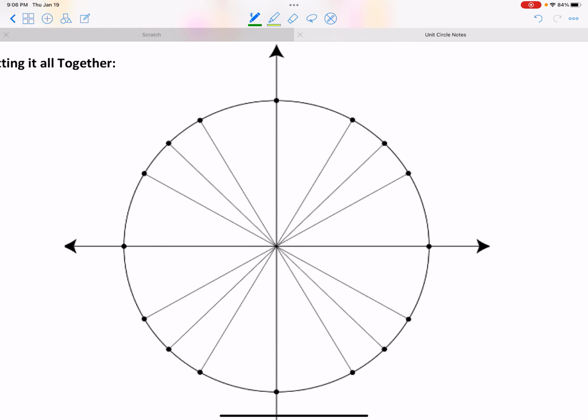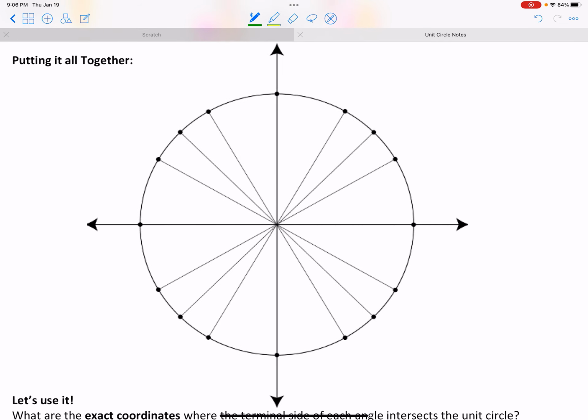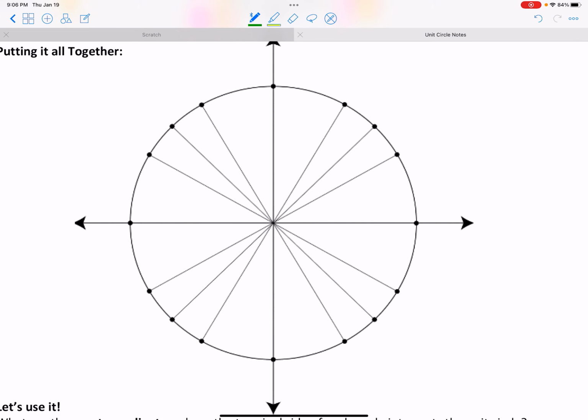Alright, so let's put it all together, make our own little unit circle, and we can use this as a reference sheet moving forward. This will be helpful to do because ultimately you're going to want to have this memorized, which might seem a little intimidating, but let me work through how we do this. So let me start by labeling the angles, okay? Let me label the angles.